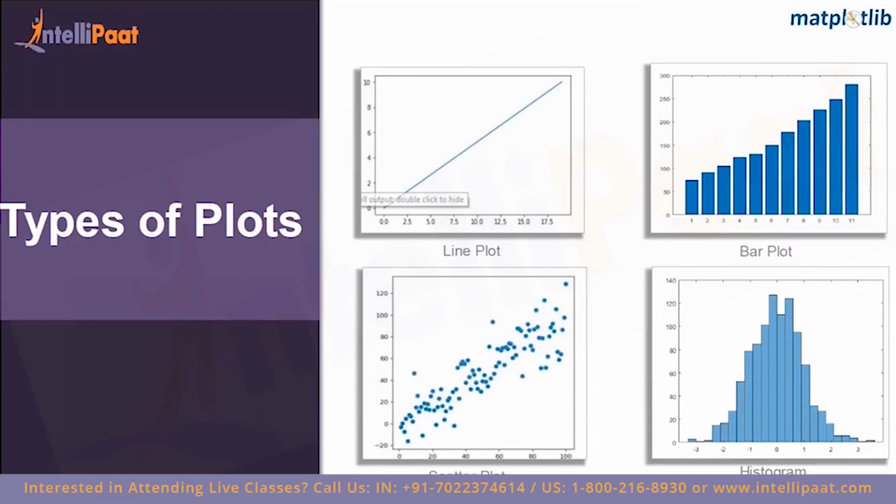Okay, next is this histogram. Histogram is basically used for image processing purposes. This histogram shows you basically, okay, so this histogram is basically used for image processing purposes.